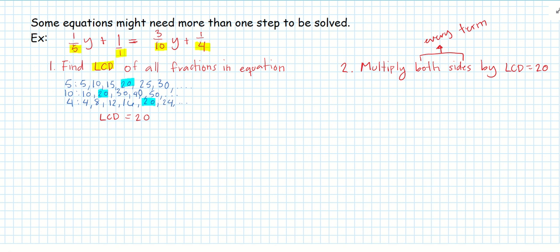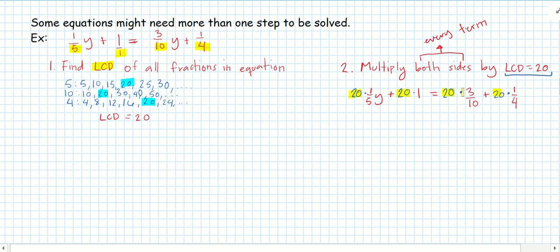So I'm going to have 20 times 1 over 5y, and then plus 20 times 1, equals, and then again 20 times 3 over 10, and then plus 20 times 1 over 4, right? So the LCD 20 is being multiplied by every single term.